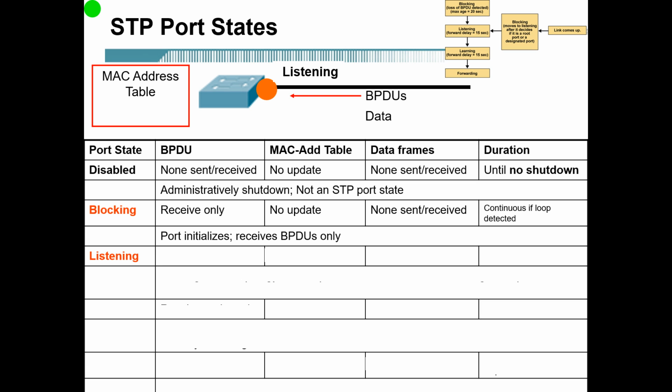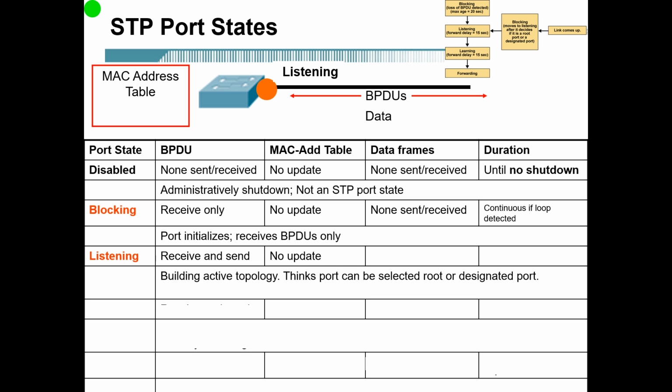Next state is listening. It builds an active topology, thinks ports can be selected, either root or designated port. It will send and receive BPDUs. It will do no MAC updates. It will do no data frame forwarding or sending. And it will have a forward delay of 15-second duration. It will return to a blocking state or disabled if it cannot become a root or designated port.